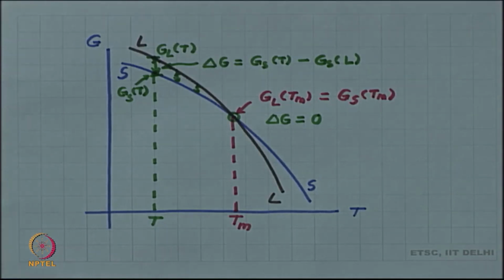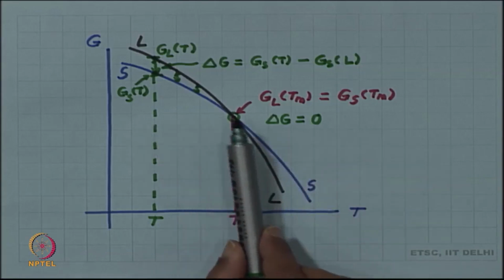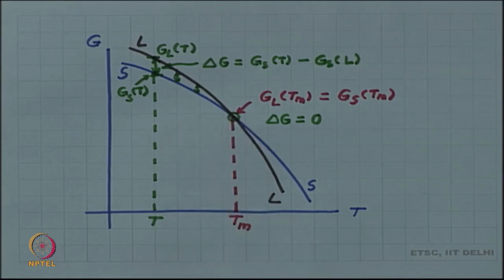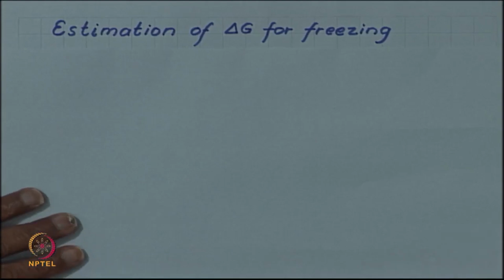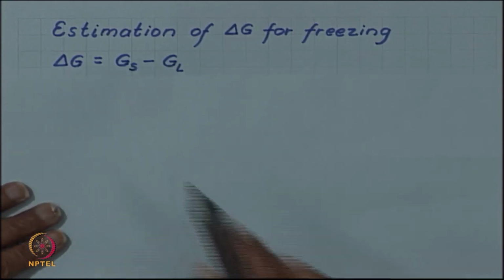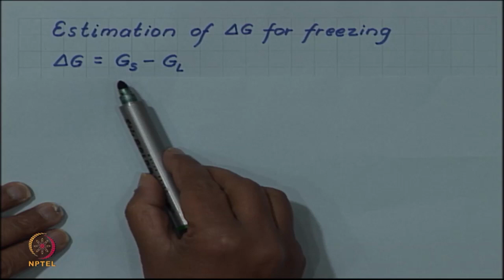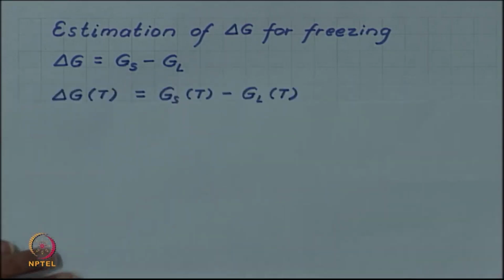So, that is why for actual freezing to happen, some amount of undercooling is essential. Let us now have an estimate of this free energy difference, or the driving force for freezing. By definition, this driving force is the free energy of solid minus the free energy of liquid.